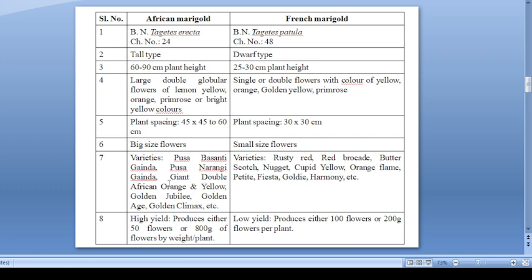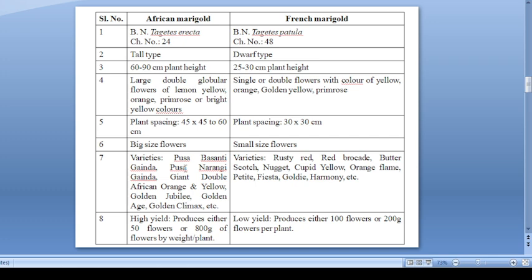Like this, they will also ask; even some of the ARS exams have asked this. Pusa Basanti Genda and Narangi Genda varieties belong to which type of marigold? It is African marigold. Generally you can write marigold, but if they are asking specifically whether it belongs to African marigold, French marigold, both, or none, then it is African marigold only.